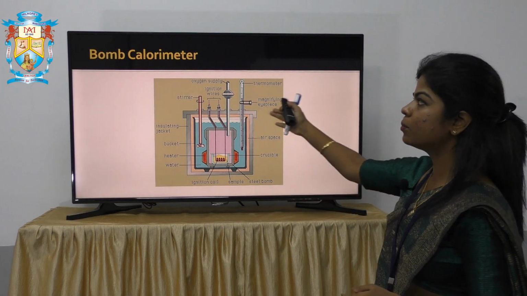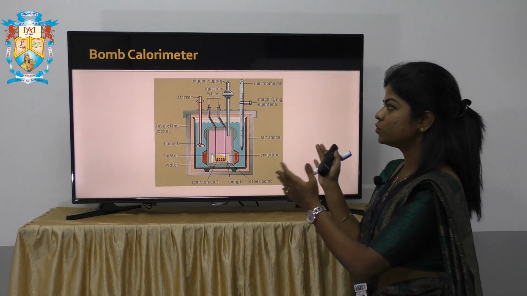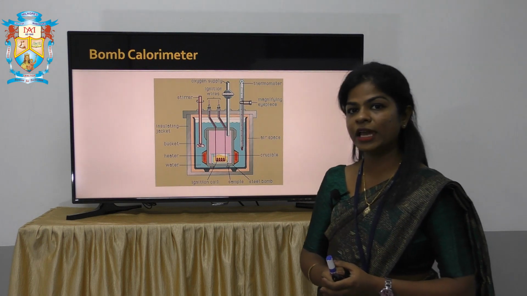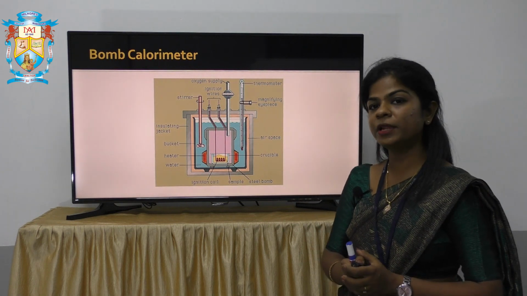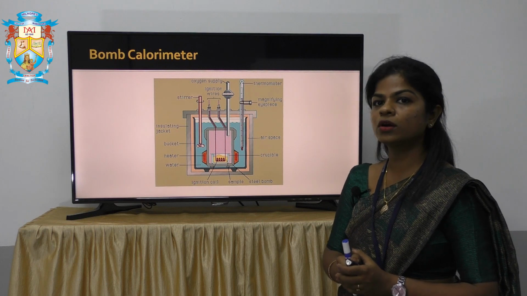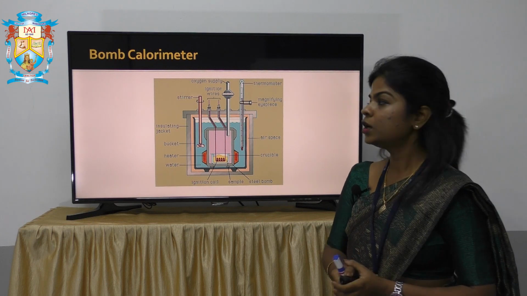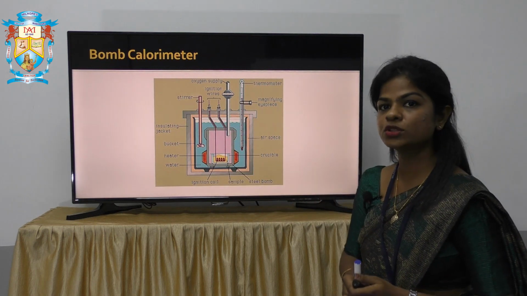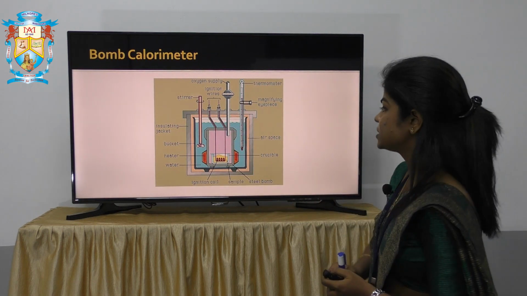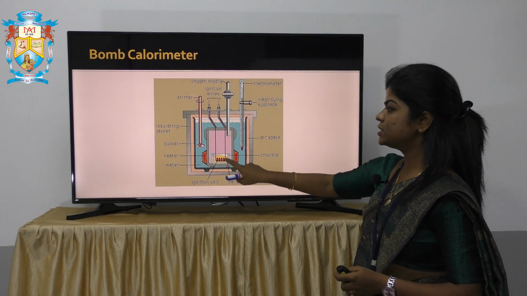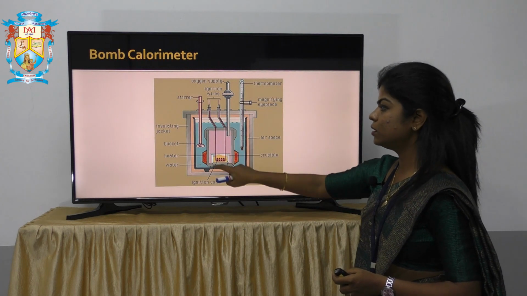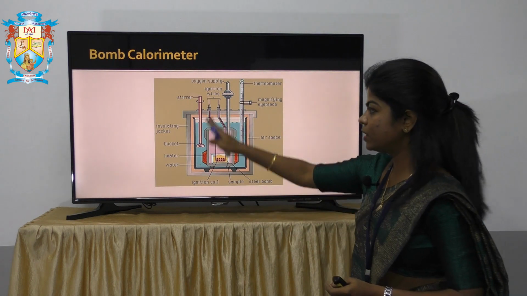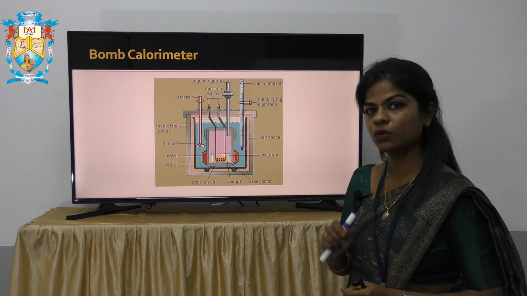So this is the bomb calorimeter as the diagram represents. The bomb calorimeter consists of a heavy steel bomb which is plated with platinum or gold lining, held tightly in place by a strong screw collar. Next, a weighed amount of sample is placed in a capsule within the bomb and closed. Everything will be closed except for the oxygen valve.